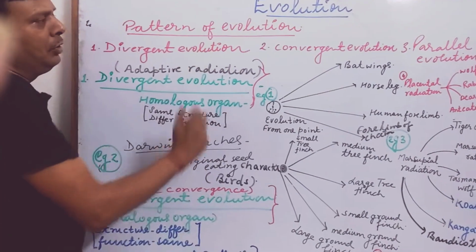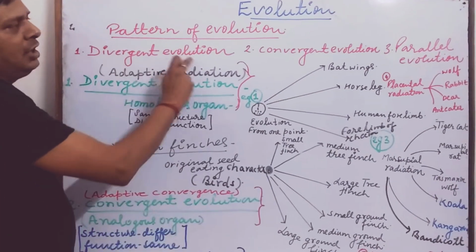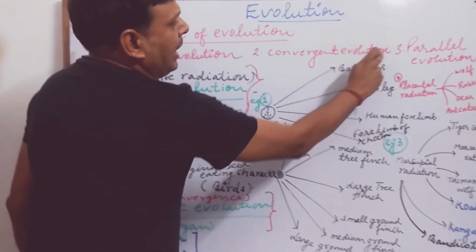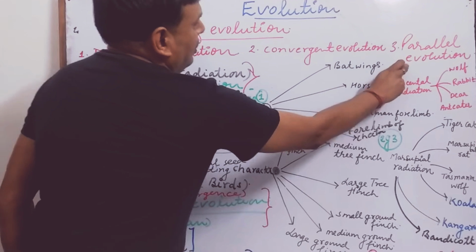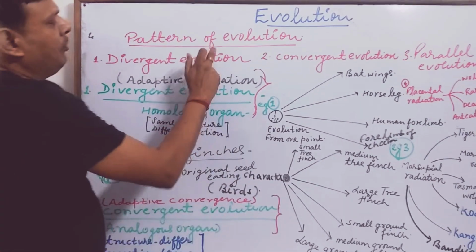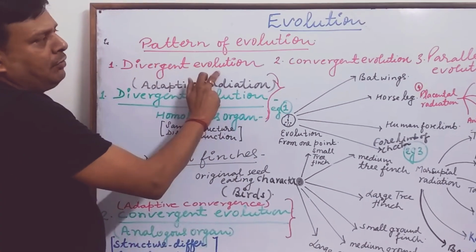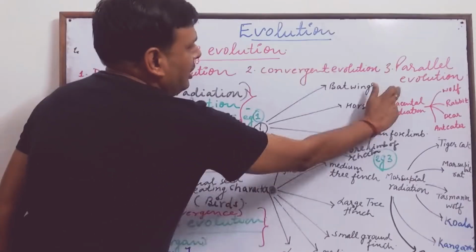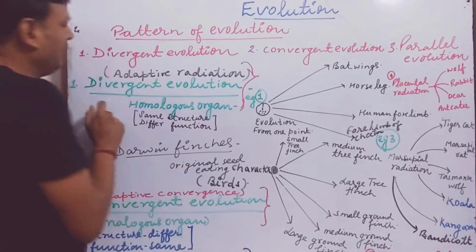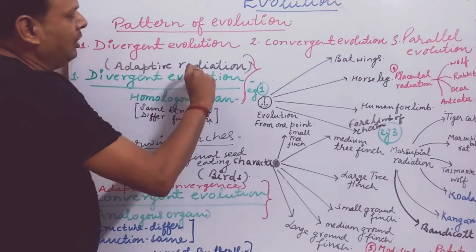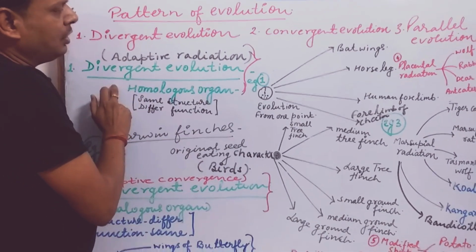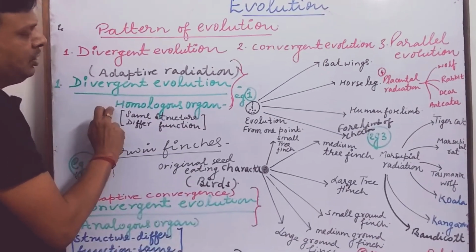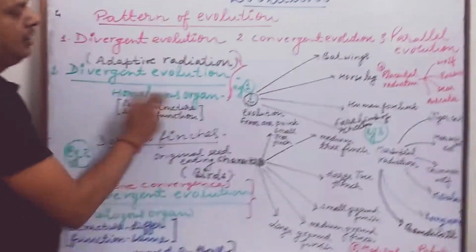And in this video lecture we will discuss divergent evolution, convergent evolution and parallel evolution. So the different patterns of evolution are divergent evolution, convergent evolution and parallel evolution. Firstly, we will discuss divergent evolution, and this divergent evolution is mainly studied with the help of the study of homologous organs.